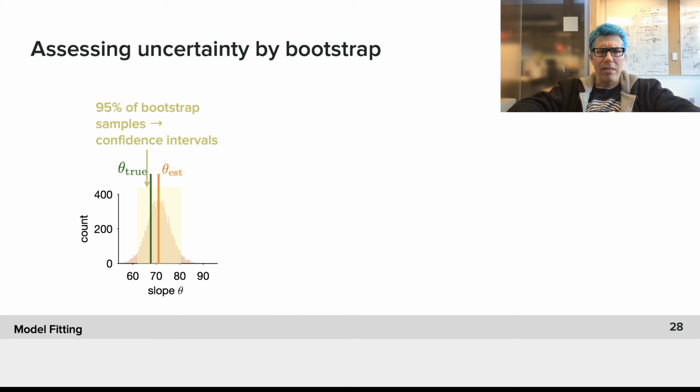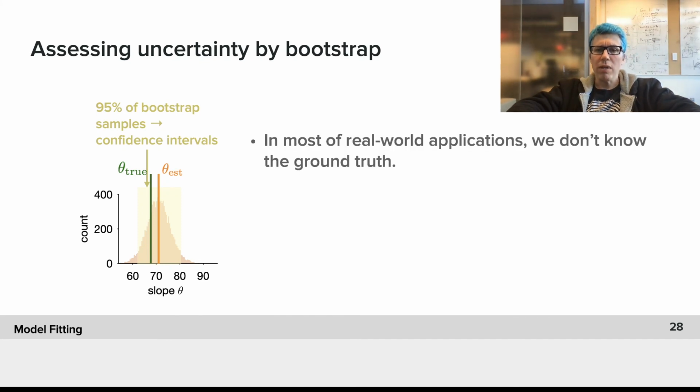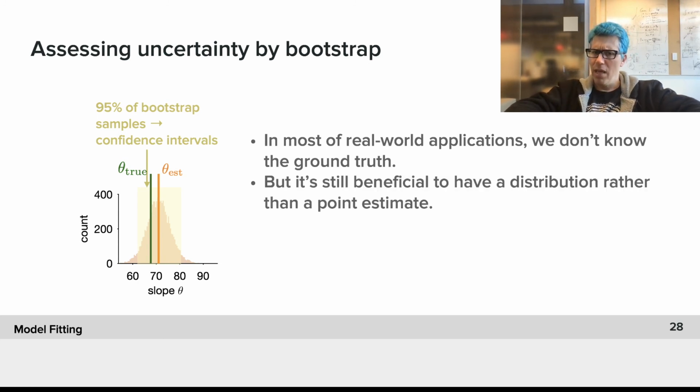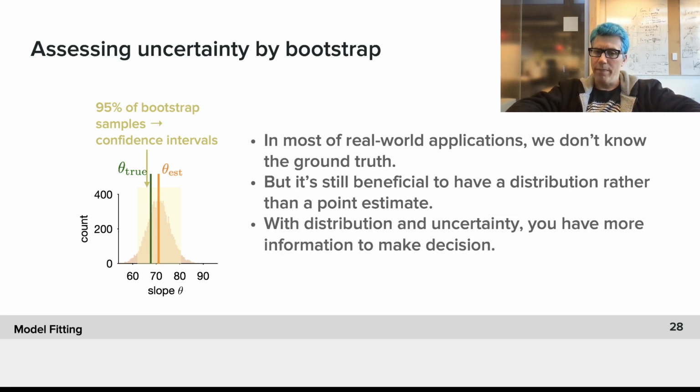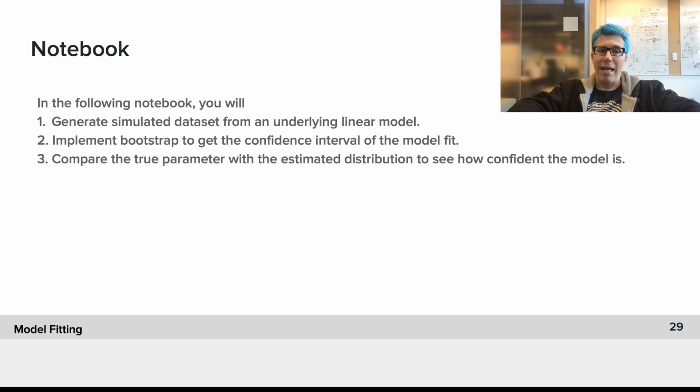And here, assessing uncertainty by Bootstrap. In most real-world scenarios, we don't know the ground truth. No one tells us what reality is. But it's still beneficial to have a distribution rather than a point estimate. Bootstrap gives us that distribution. And with the distribution and uncertainty, we have more information to make a decision. And under certain circumstances, it tells us how we should be betting on where the true estimate really ends up.